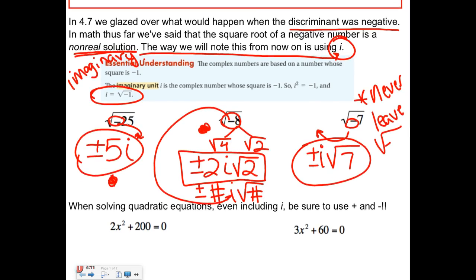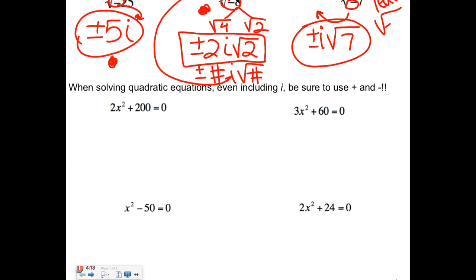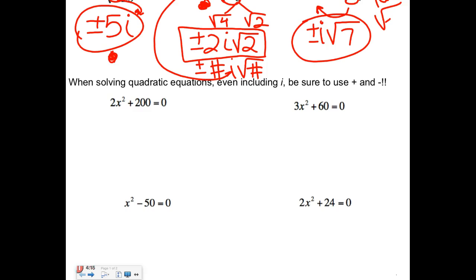Some other things that we have talked about is solving. Back when we were solving, our goal was to try to get it to say x squared equals a number. And then what we do is we square root both sides and we solve. Now, some of these might have an i because you're trying to square root a negative, but whenever you are solving these, you always have to have that plus minus, because whenever you square root, you have a positive and a negative.